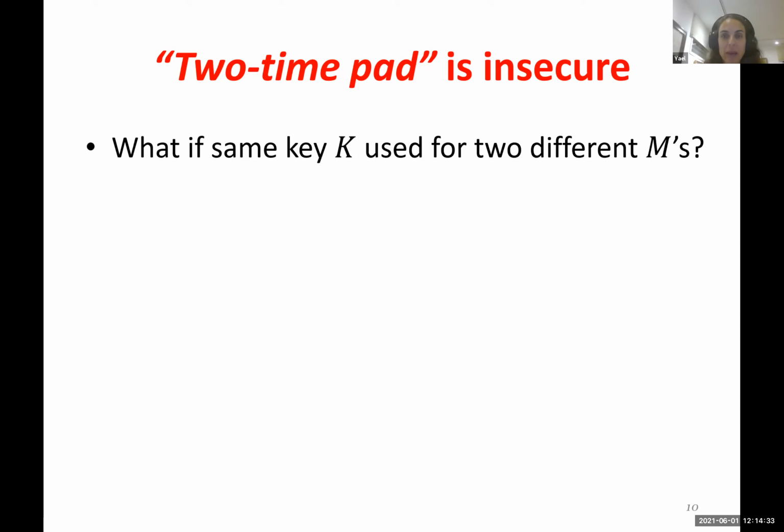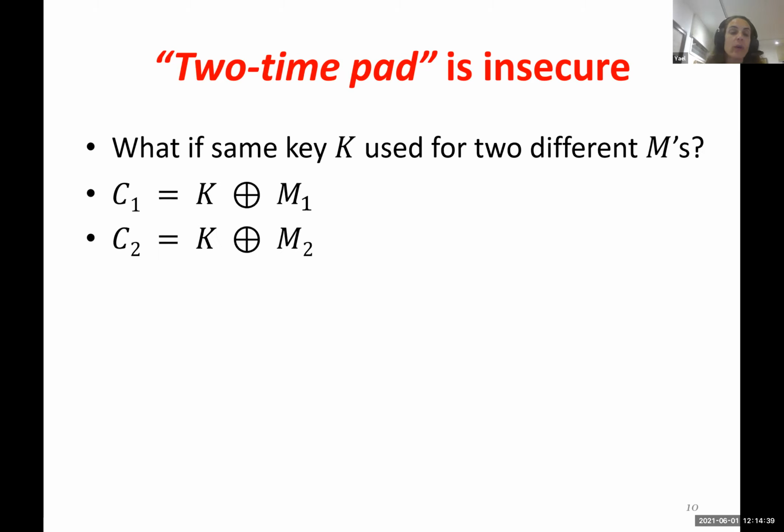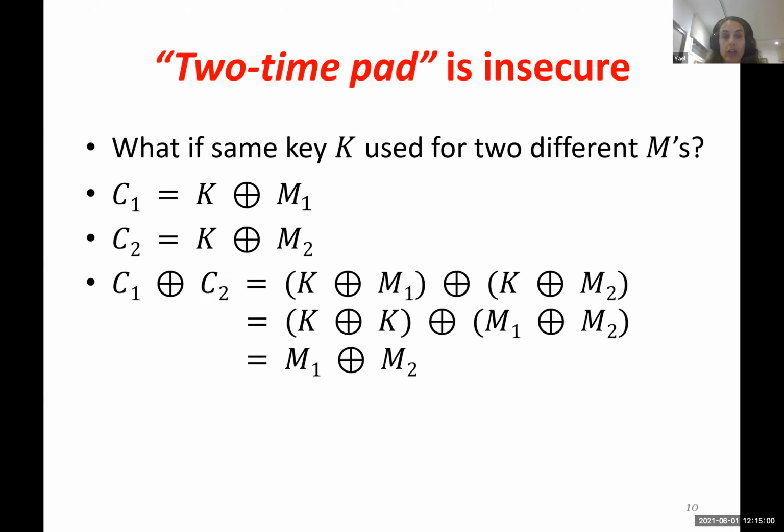Let me explain what I mean. Suppose the same key is used to encrypt two different messages. So let's say ciphertext 1, C1, encrypts message M1, and ciphertext 2 encrypts M2. Now I want to say, if the adversary, if the eavesdropper sees both C1 and C2, she can learn something about M1 and M2.